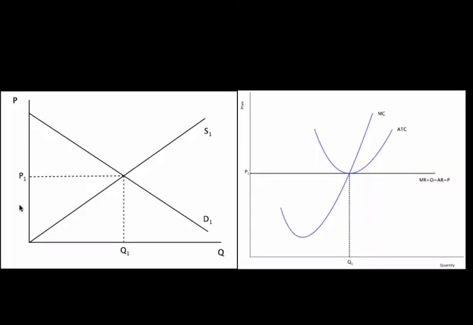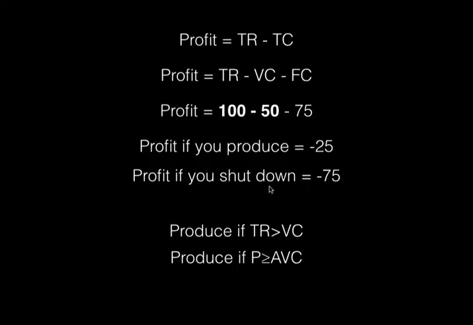So now we can do the demand decrease case and show what this looks like. That's going to be our condition of whether we want to produce or shut down.